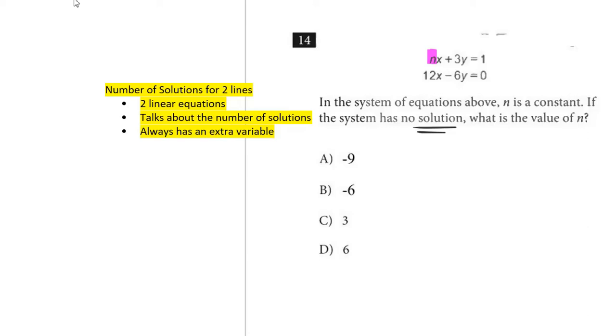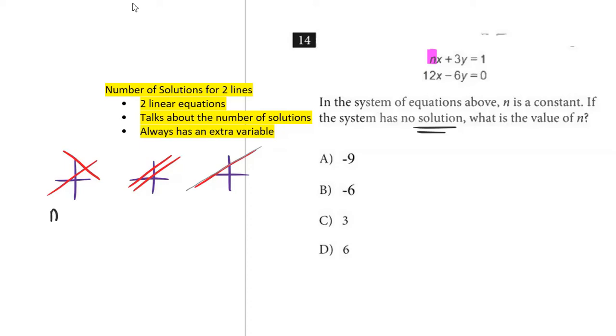Once you decide it's a question about the number of solutions for 2 lines, you have to think about how there are 3 ways that 2 lines can intersect, or interact, let's say. They can hit once, they can hit never, or they can hit all the time, if when you go to graph them, you realize that they're actually the same line.